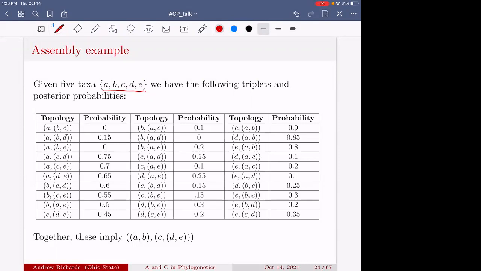And if you wanted to, you can show that all of these trees are consistent with, or compatible with, the final n-taxon topology of A, then B, then C, then D and E. Okay, so that's the rough method by which this assembly procedure works.